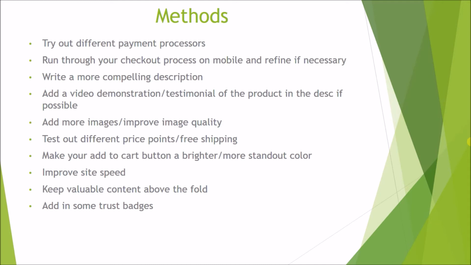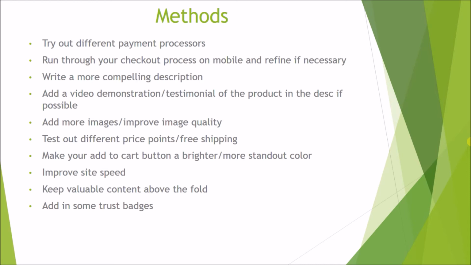So the next thing is to add more images or to improve image quality. Crappy images are a big reason why people won't check out, and this can really hurt your conversions. So you want to have the best looking image quality possible. And if you only have one image, maybe consider adding a few more. And then just make sure that all these images are high quality, because that is also a reflection of your brand.